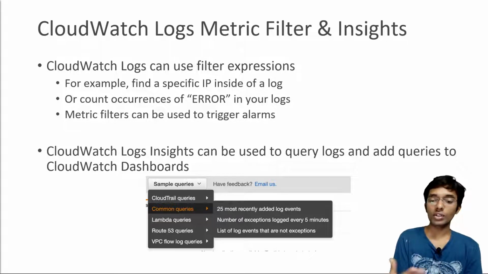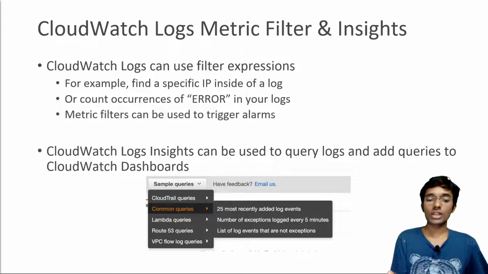Or if you wanted to count the number of occurrences of the word error in your logs. For example, if you wanted to get alerted in case your application goes crazy and has too many errors, that could be a very good use case for the CloudWatch Logs metric filter as well. And these metric filters can be used to trigger CloudWatch alarms, and from this you have all the automations you need.